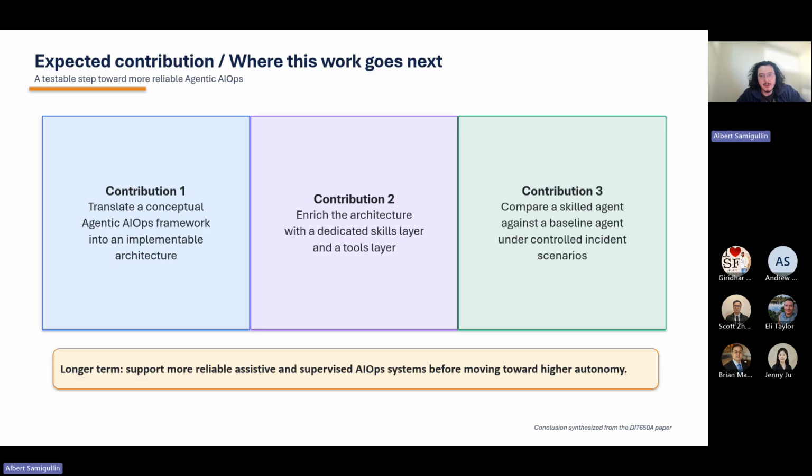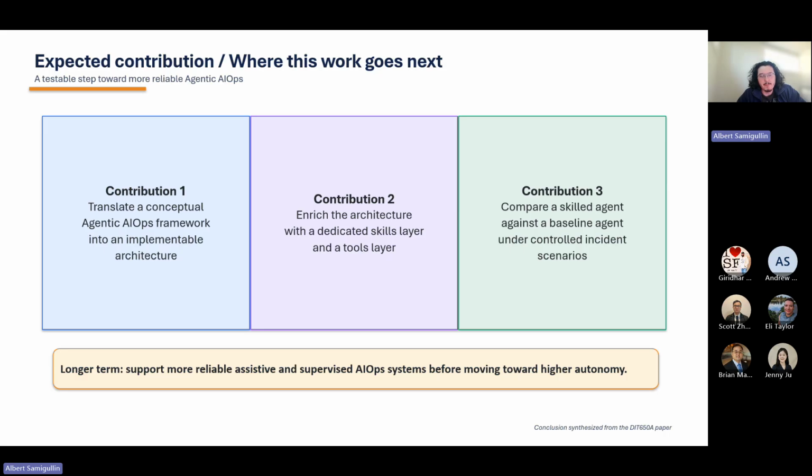So to conclude, by doing this research, by doing this paper, I'm planning to make three contributions here. The first one takes the high-level agentic AIOps framework and turns it into an actionable root cause diagnosis model that can be implemented and evaluated.